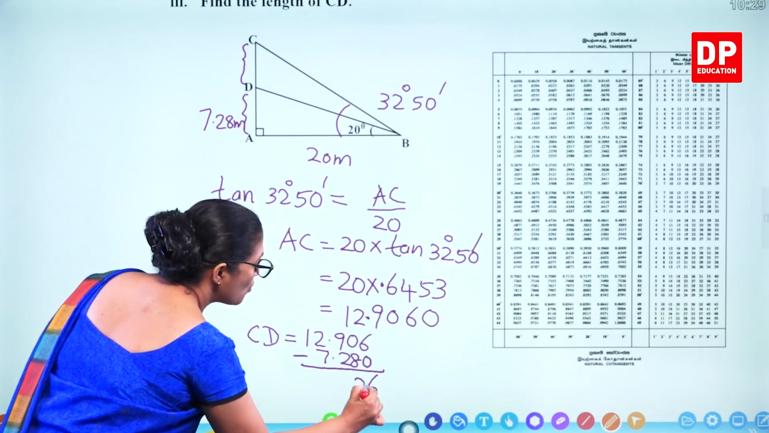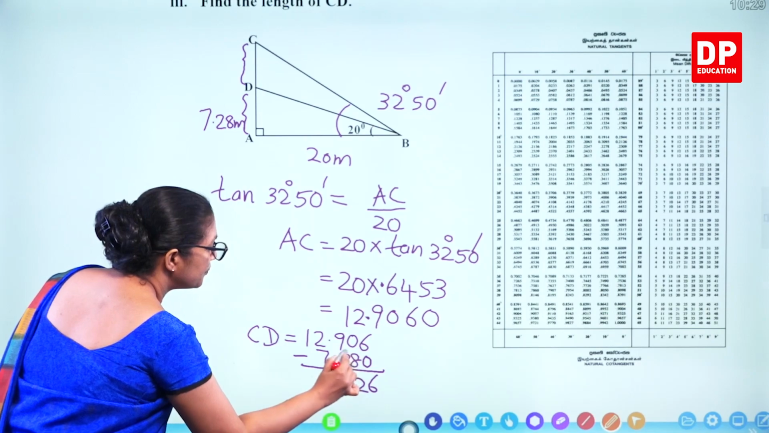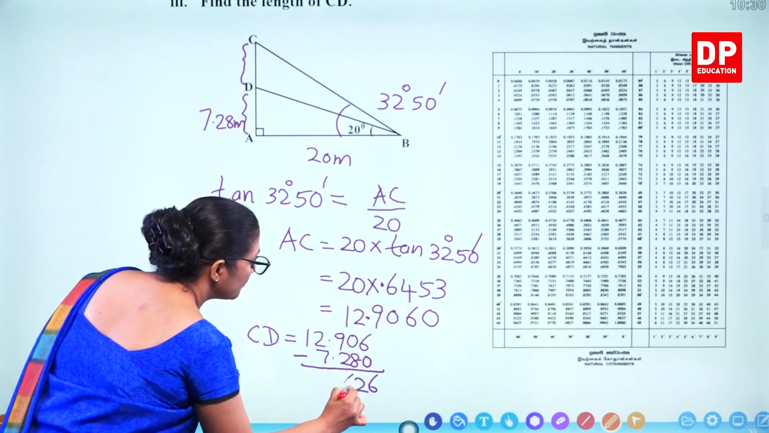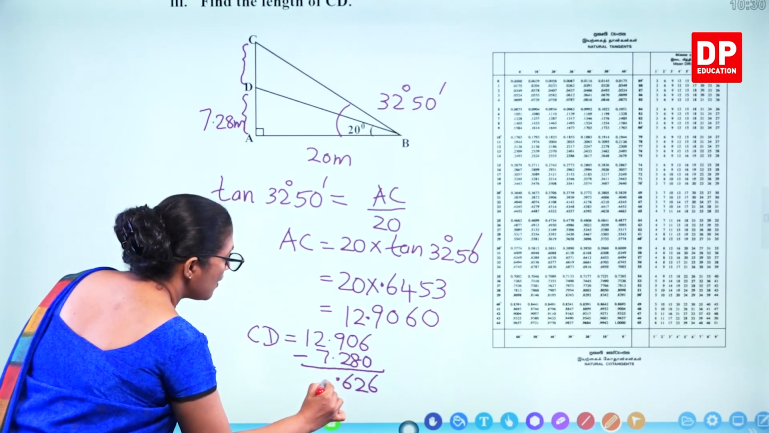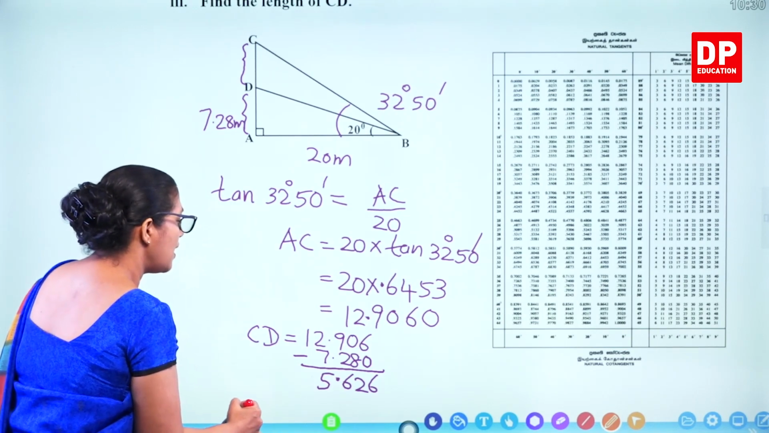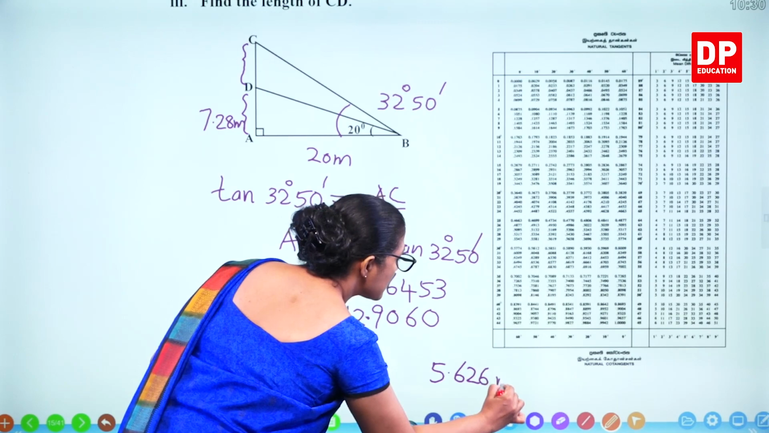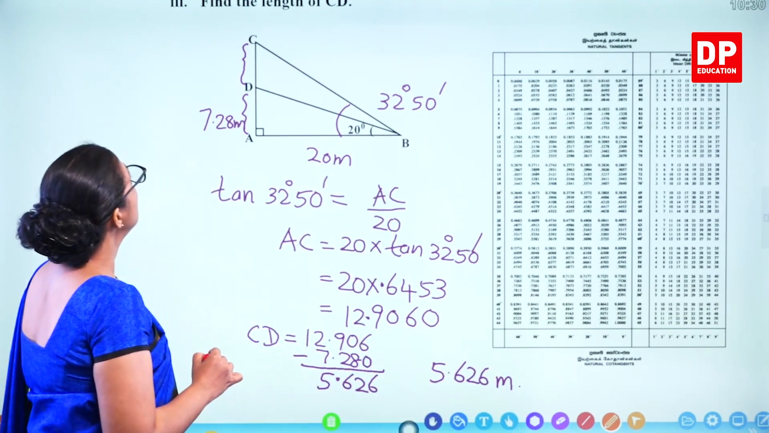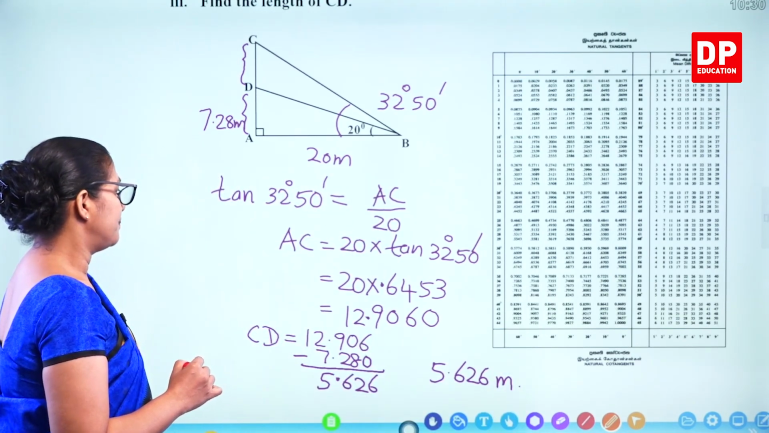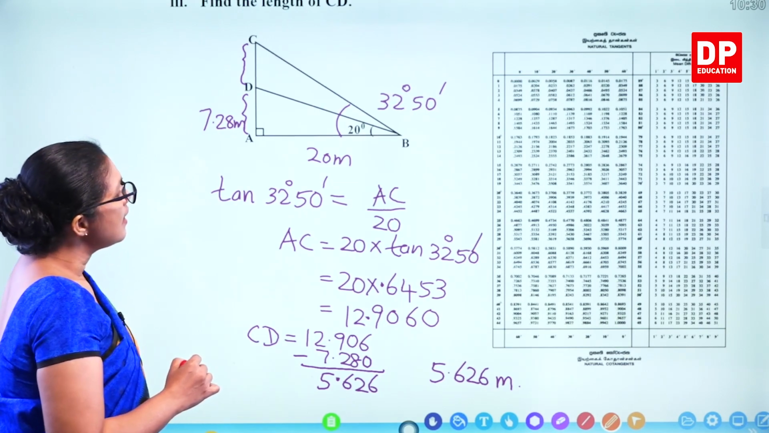6, 2, 6 and 5. So you get 5.626 meters is the CD length. So that's the last part.